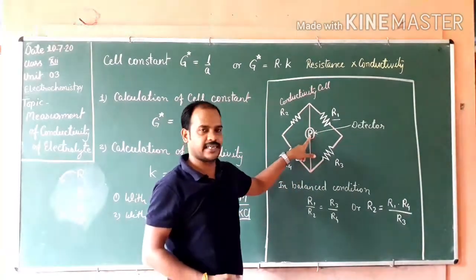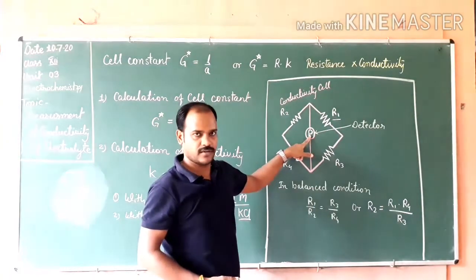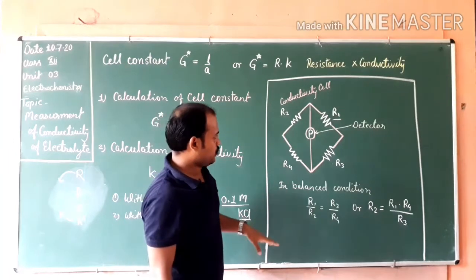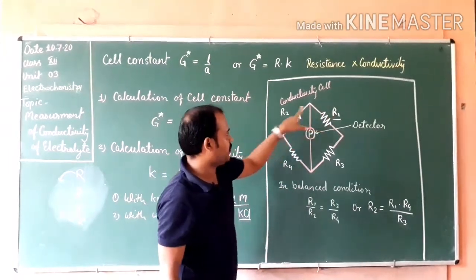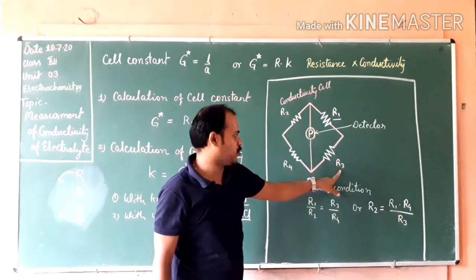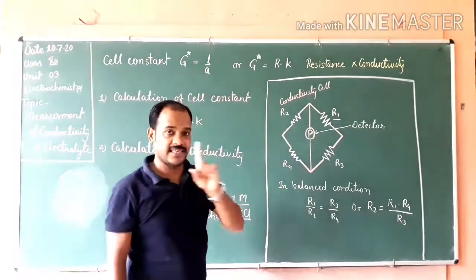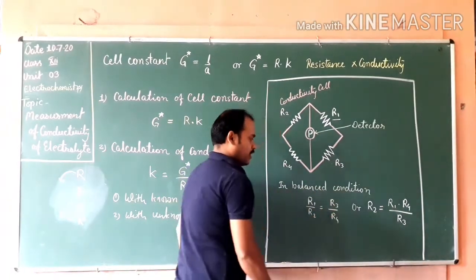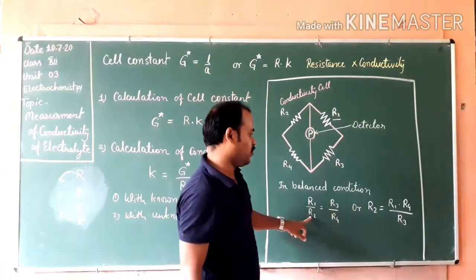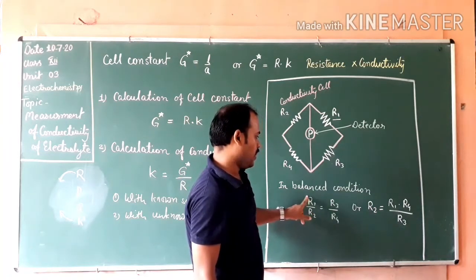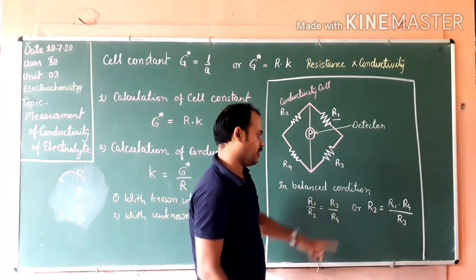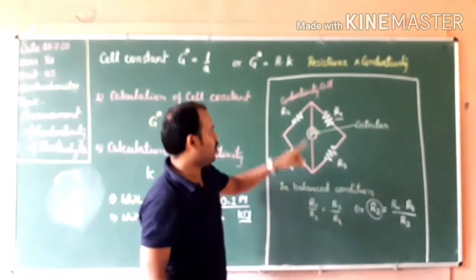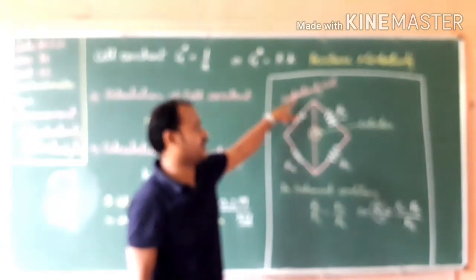So different types of detectors are there. Some of them are headphone, some are digital detectors. Here the ratio of R1 and R2 is equal to the ratio of R3 and R4 in the balanced condition. From here we can find the value of R2. R2 is equal to R1 into R4 divided by R3. So here we can calculate the resistance of this conductivity cell.